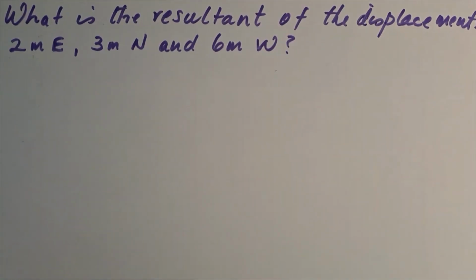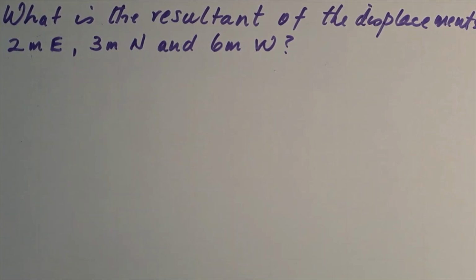Hello, what is the resultant of the displacements 2 meters east, 3 meters north, and 6 meters west? Now I've covered vectors, things like adding vectors and a definition of equivalent vectors and other associated subtopics of vectors in my previous videos. But in this one, I'll recap some of the things as I go along.